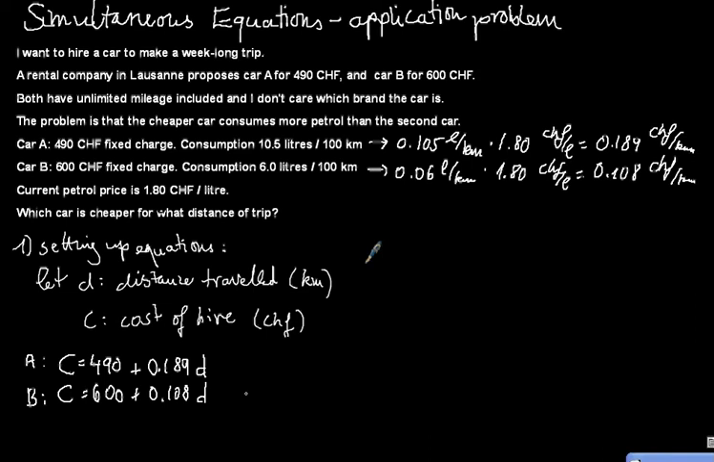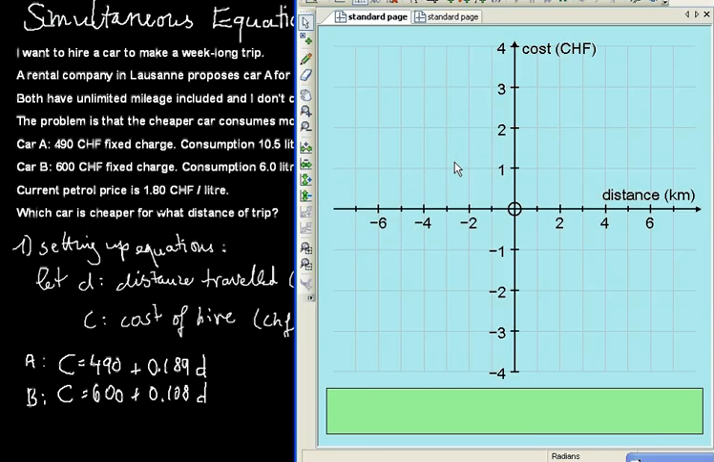Okay, now I can go about solving this system of equations. One way I can do this is to solve graphically. I've started setting things up on the coordinate system here. I've already got on the horizontal axis the distance and on the vertical axis the cost in francs. Now what you can see that doesn't work at all is these numbers here. I need to change my scales.